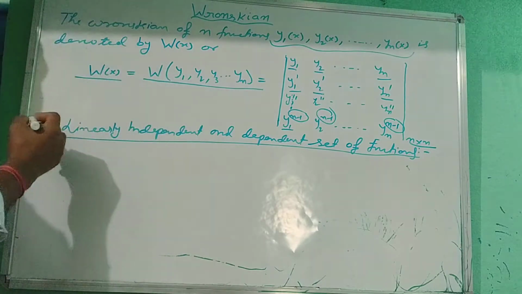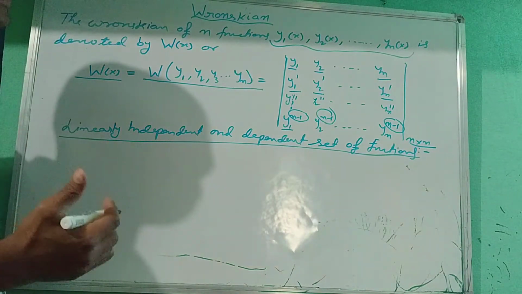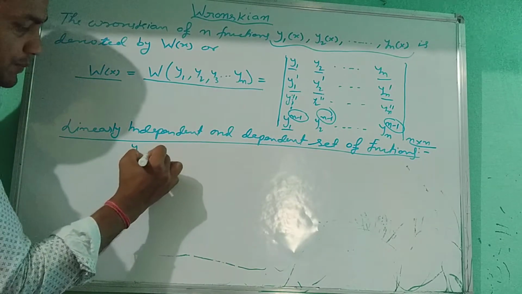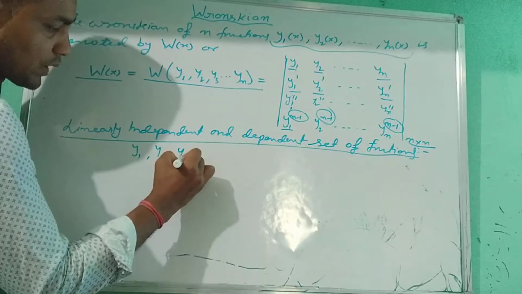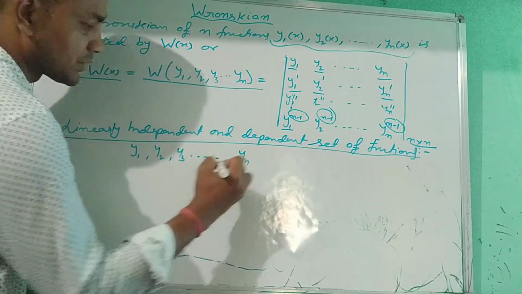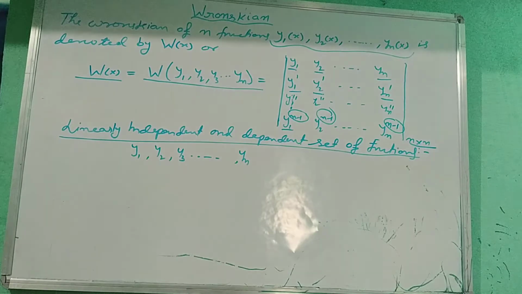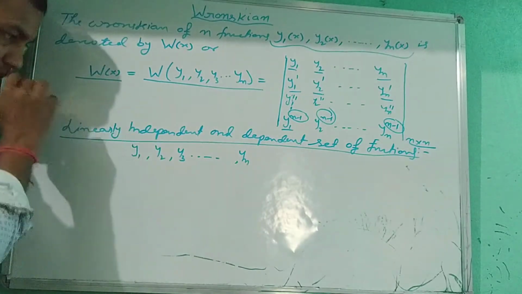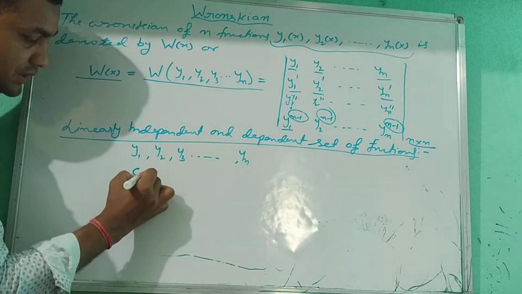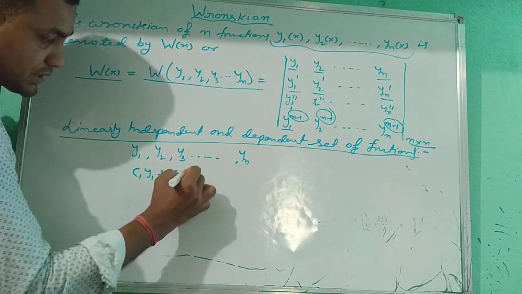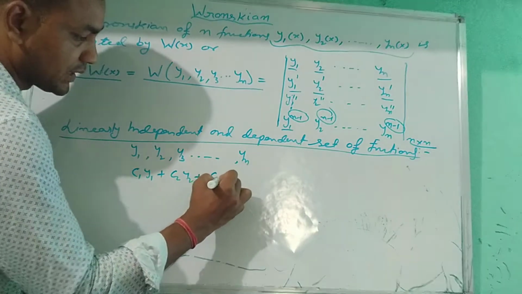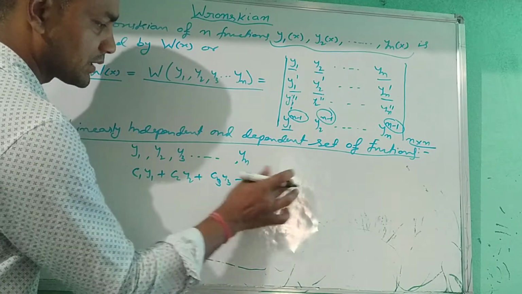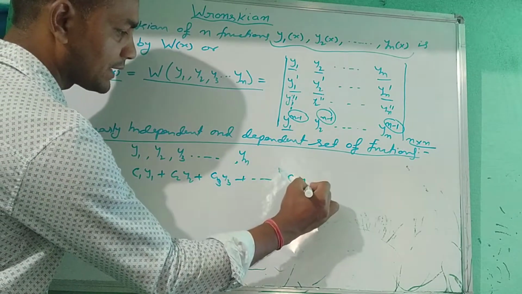Basically, linearly independent and dependent sets of functions are defined as follows. Suppose that we have n functions y1, y2, y3 and so on yn. Then a linear equation c1 y1 plus c2 y2 plus c3 y3 plus and so on cn yn equal to 0.